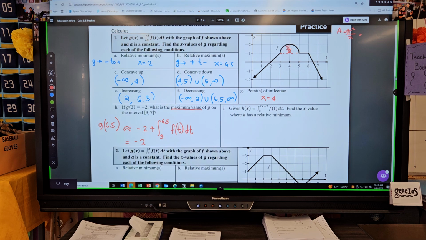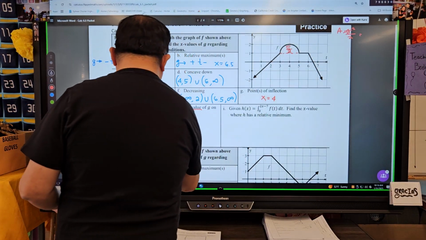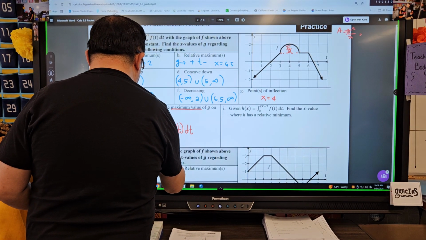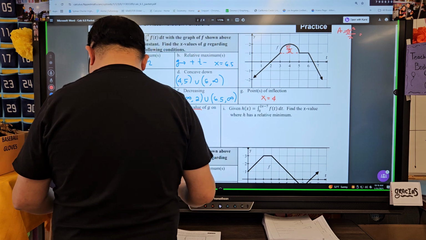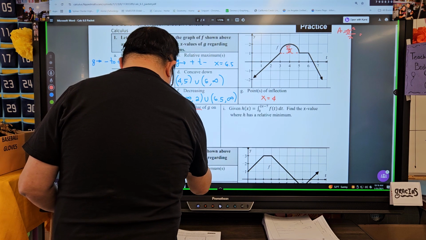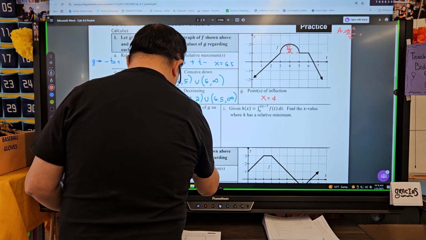So -2 plus, what is the area? Pi over 2 plus 3 plus 1/4. Okay? So what is 3 plus 1/4? 3.25. And then the pi. Can you write it in fractional form? In total, -2 plus pi over 2 plus 13 over 4. You said 3 plus 1/4, right?